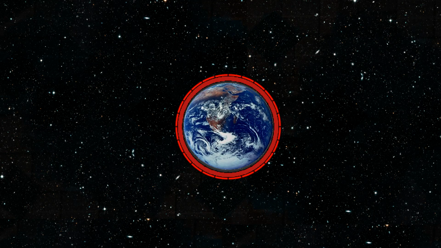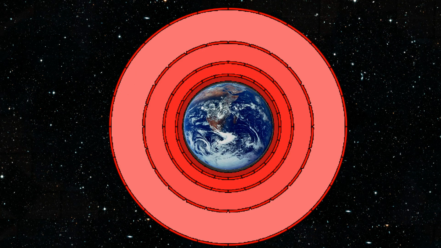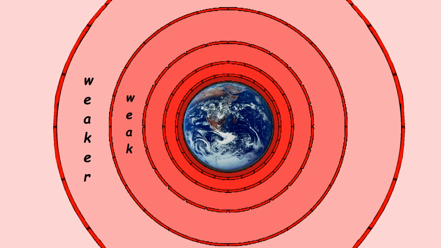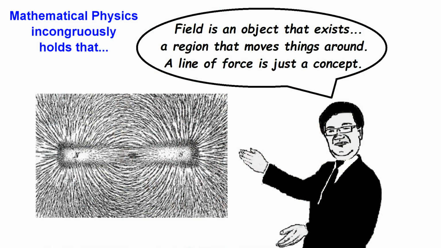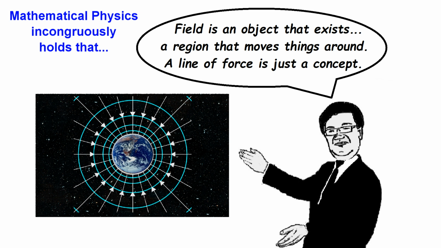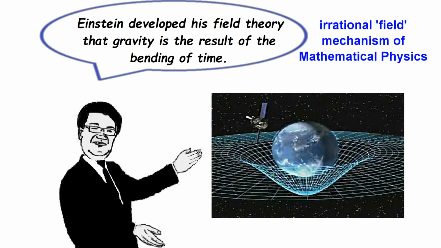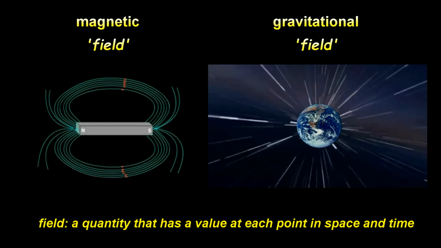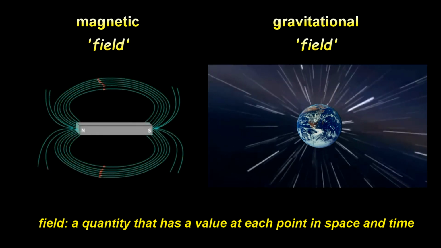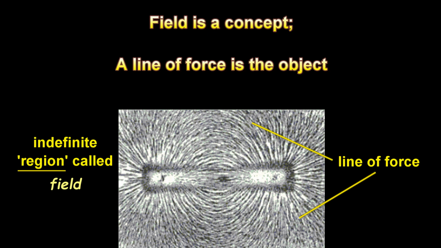The mathematical word field has been extrapolated to describe a gravitational region. But again, field is just a mathematical description and cannot be invoked to provide a physical interpretation of the mechanism of gravity. Field is just a bunch of numbers buzzing around an object like bees around a beehive. Field is not an agent or mediator that can be used to identify the cause or source of gravity. Hence, it is irrational for a theorist to provide a physical interpretation, a mechanism, using the word field as an object. Field is not a thing, but a region where objects that are invisible and intangible to humans are in motion. Field is a concept. A line of force is the object.